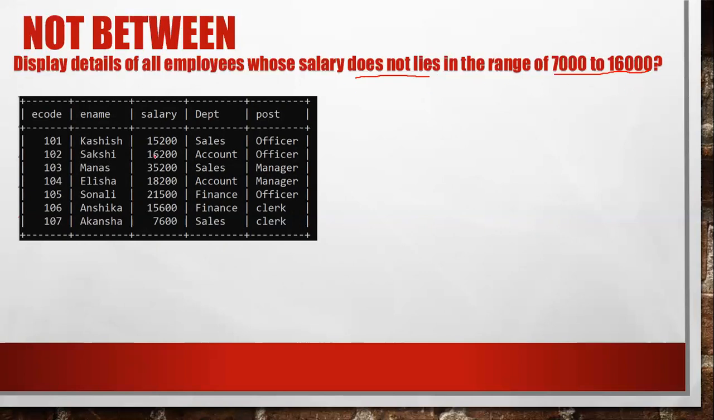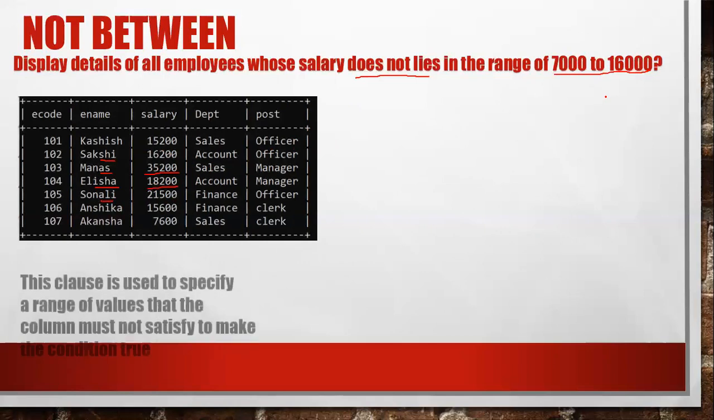Suppose this Sakshi, her salary is 16,200, it is above this range. Manas, his salary is 35,200, which is also above 16,000. Elisha, her salary is also 18,200, which is above this range. Sonali also, her salary is 21,200, which is above this range. So we want to display the records of these four employees, because their salary does not lie in the range of 7,000 to 16,000.